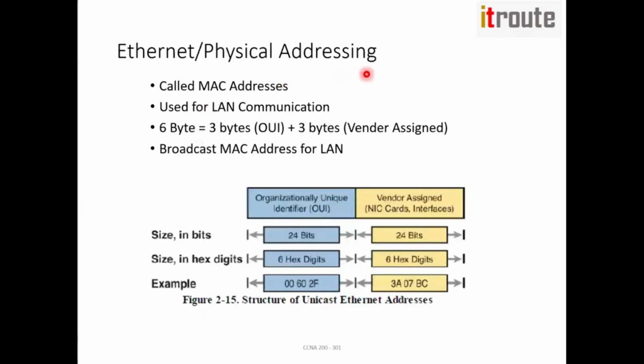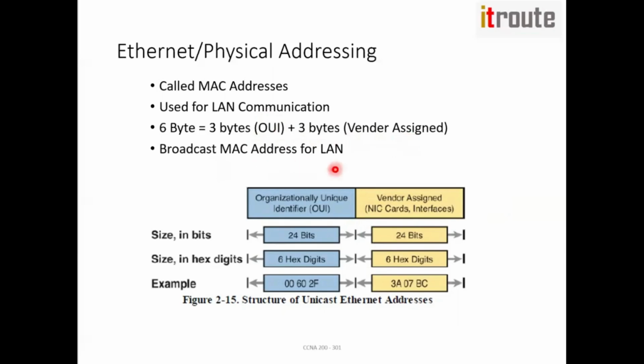Ethernet physical addressing. Ethernet address, physical address, MAC address, they are actually referring to the same thing. But mostly we know them as MAC address, used for LAN communications. So MAC addresses are 6 bytes. 3 bytes are used for the organizationally unique identifier, and another 3 bytes are used for vendor information.